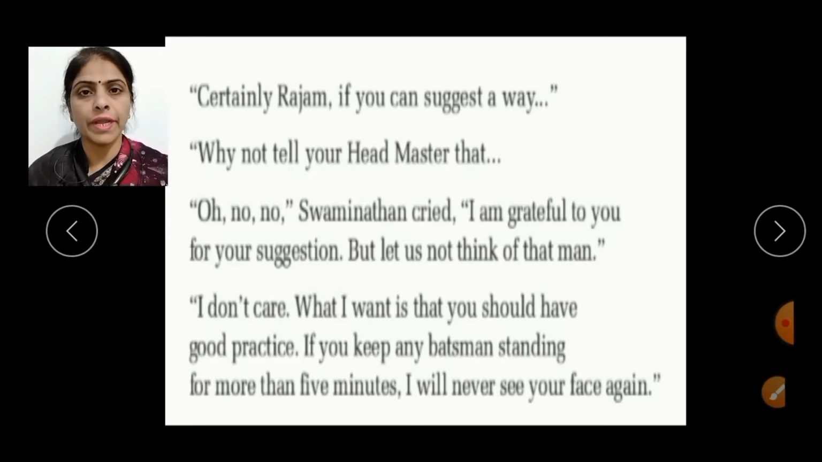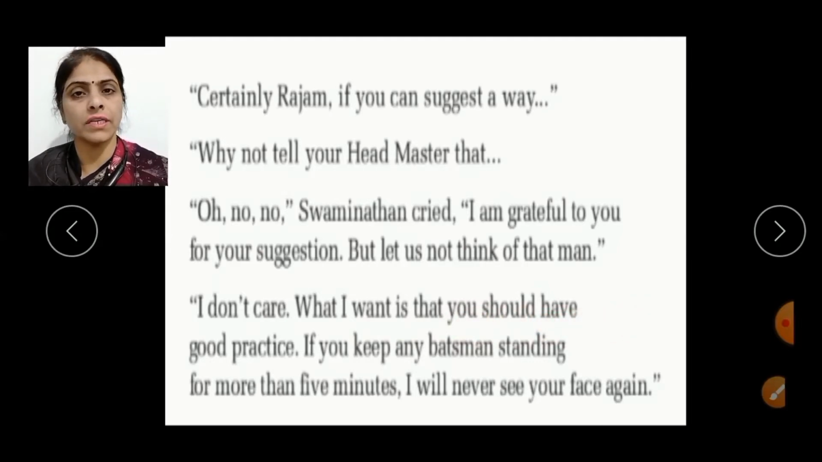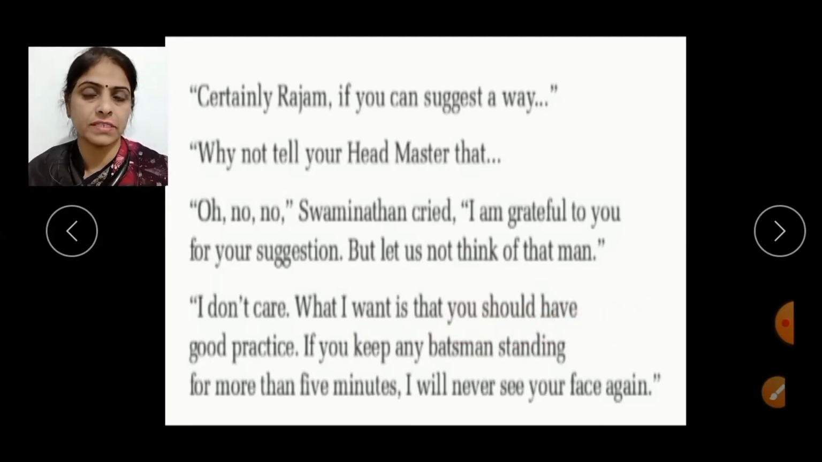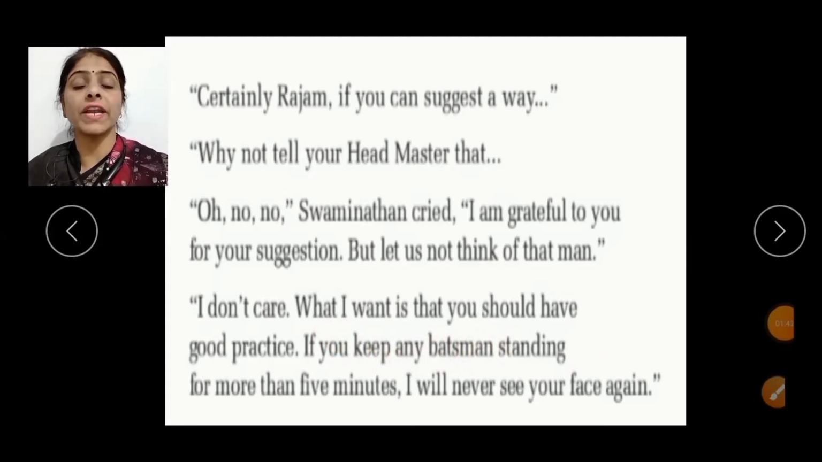Then Rajam told him that he did not care. He only wanted that Swami should have a good practice. Actually, he wanted that everyone in the team should have a good practice. And if Swami keeps any batsman waiting for more than 5 minutes, he would never speak to him again.